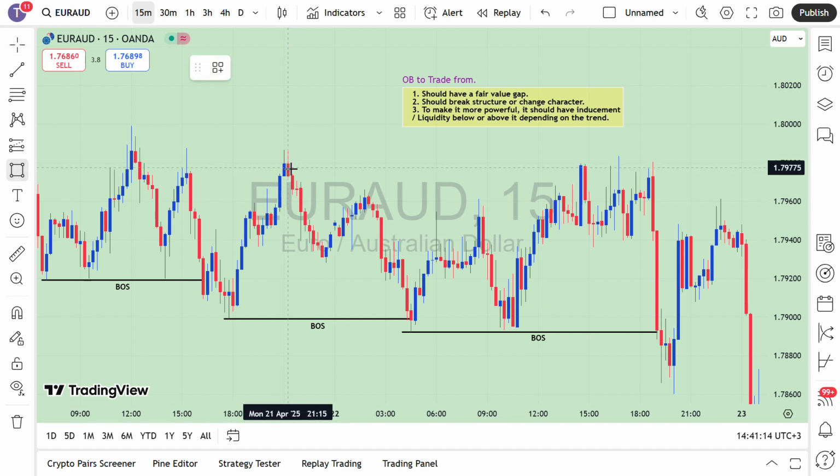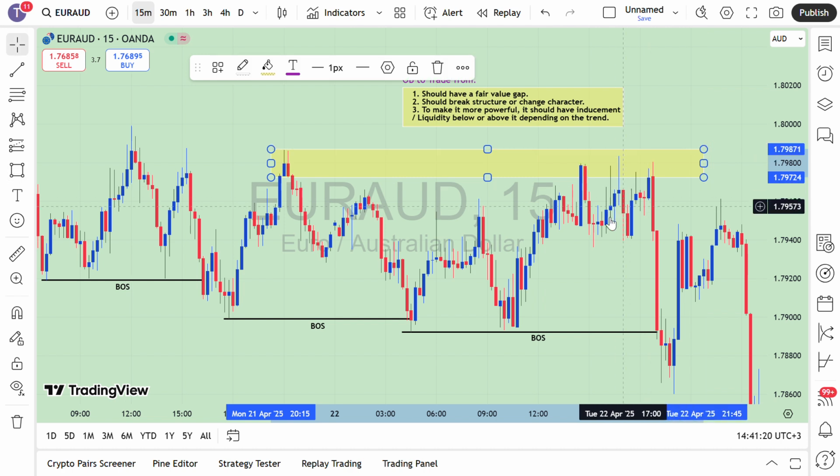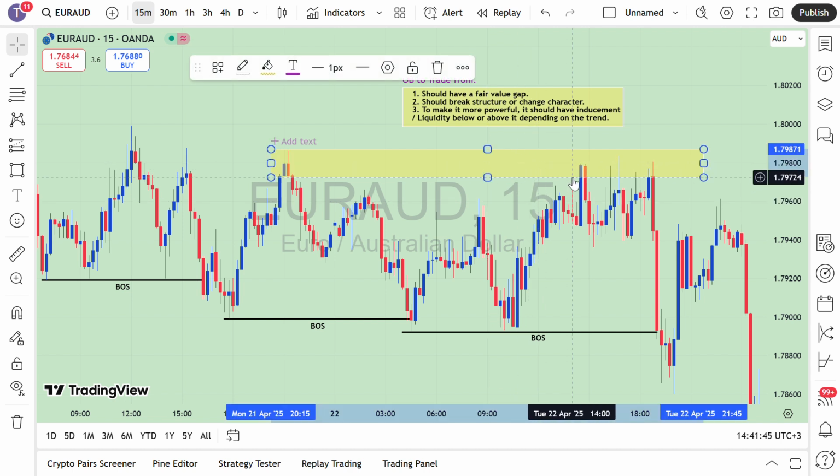Let me mark it. It is a very clear order block, the extreme order block. So I used this inducement here, this pullback here, as my inducement. For other traders, depending on how you approach the market, this is liquidity, this is liquidity. Liquidity is where stop losses are, where the money is. So for me, I waited for this order block.